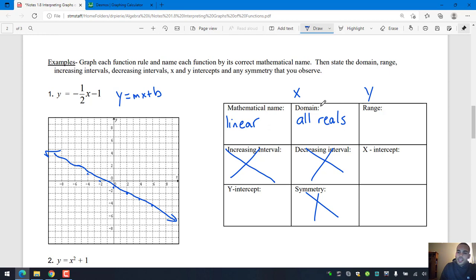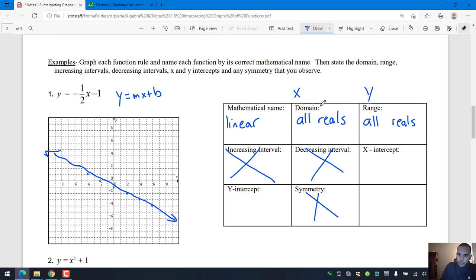Because I can ultimately get back any y value that I want, my range is also going to be all reals. These become a little bit tricky when we have more complex functions, but for right now, all reals for domain and range tends to be the most common response.